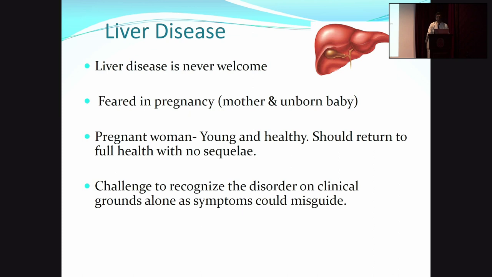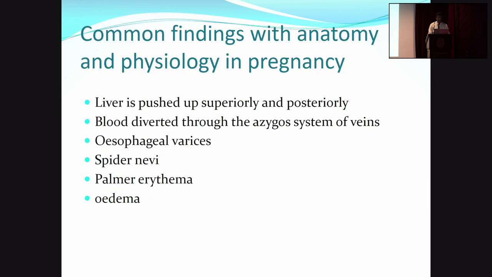The problem in pregnancy is that it's difficult to recognize the situation on clinical grounds alone, as most of the early symptoms of liver disease are very similar to the normal symptoms in pregnancy. When you manage a pregnant woman, you have to have an idea about the common anatomical, physiological, and biochemical changes that happen during pregnancy related to the medical condition. When it comes to liver disease, findings like esophageal varices, spider nevi, palmar erythema, or generalized edema could be normal findings in pregnancy rather than a liver problem.